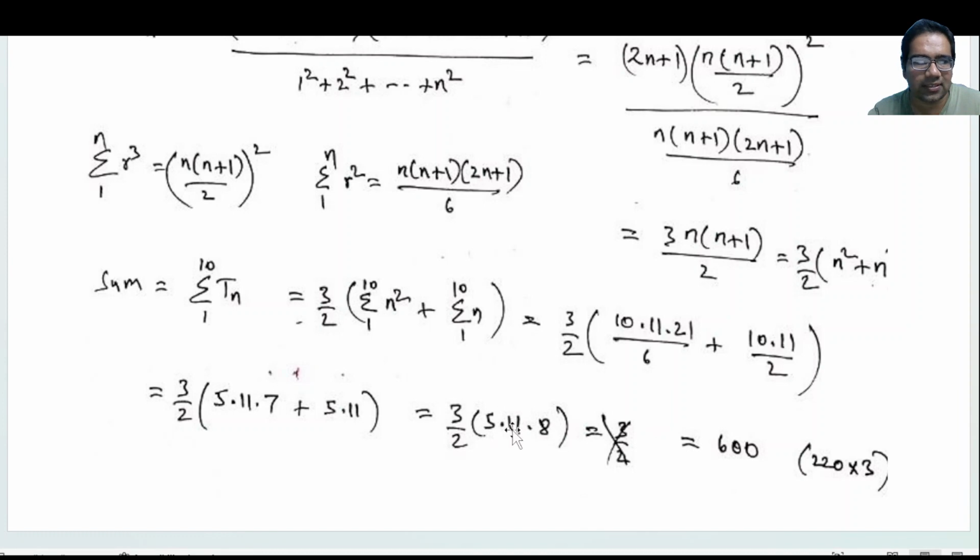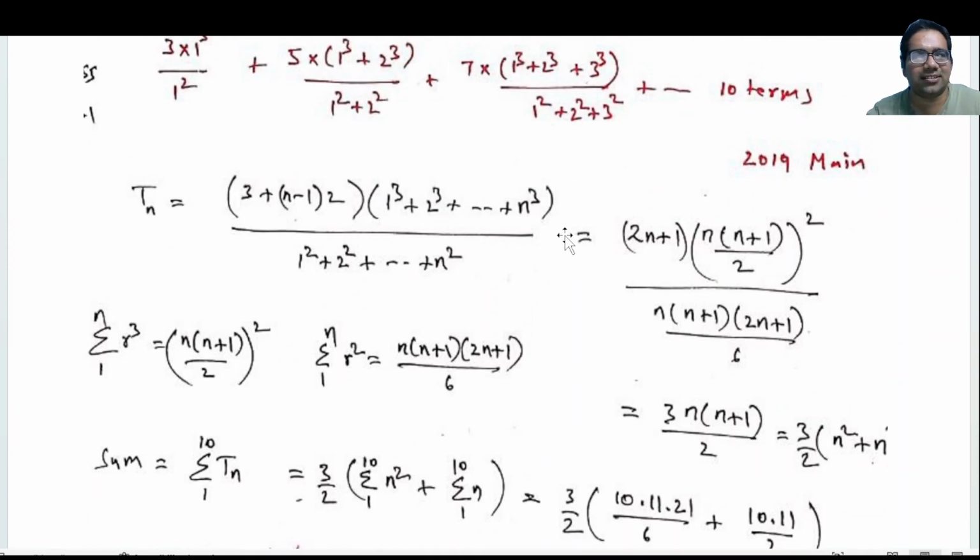5 into 11 is 55. 55 into 4 is 220, and 3 times 220 is 660. Please ignore the typo. It is not 600, it is actually 660. 220 into 3. So the answer is 660.